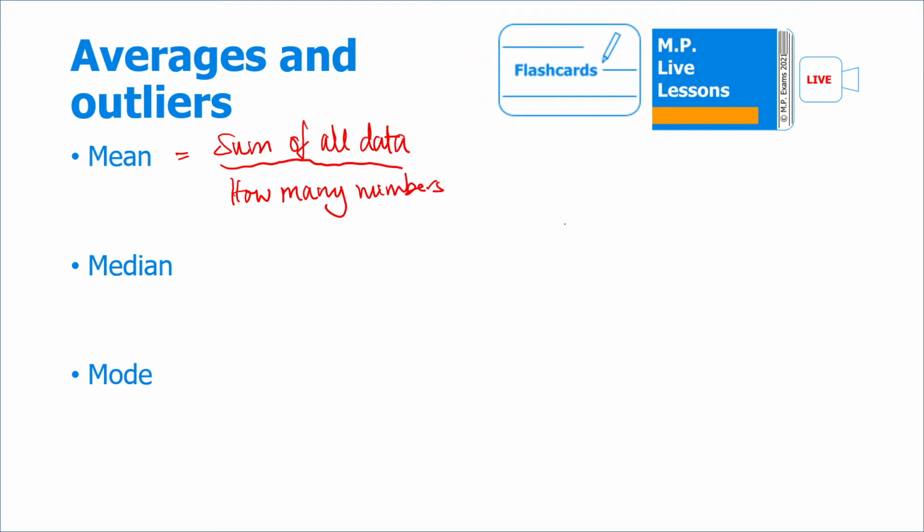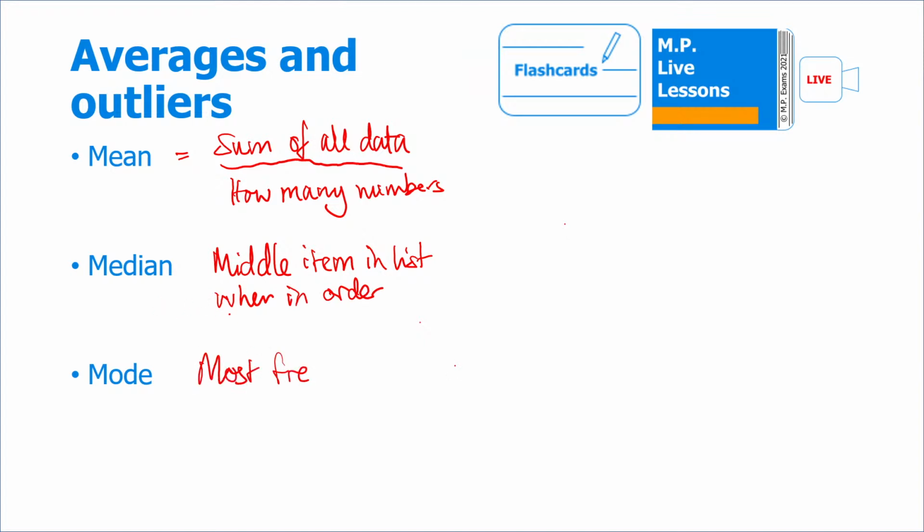there are. The median is the middle item in the list when in order. And the mode is just the most frequent.